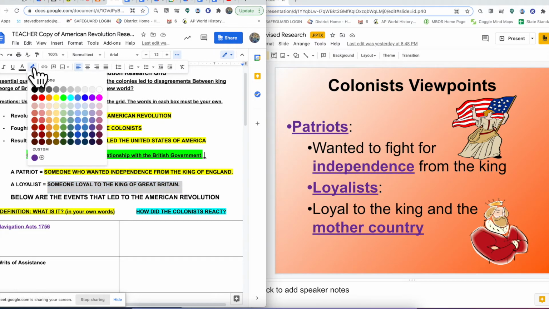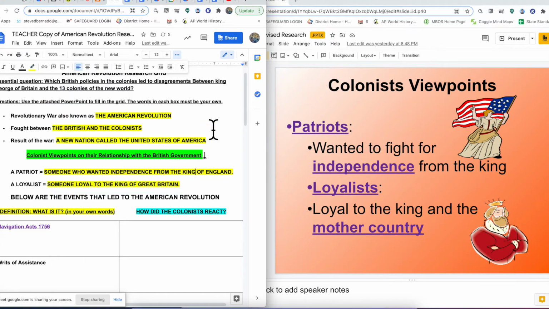Now we have the simple foundational facts. What was the American Revolution? Who fought? What was the result? What were the colonists' point of view on Great Britain and the king? You had patriots and you had loyalists.